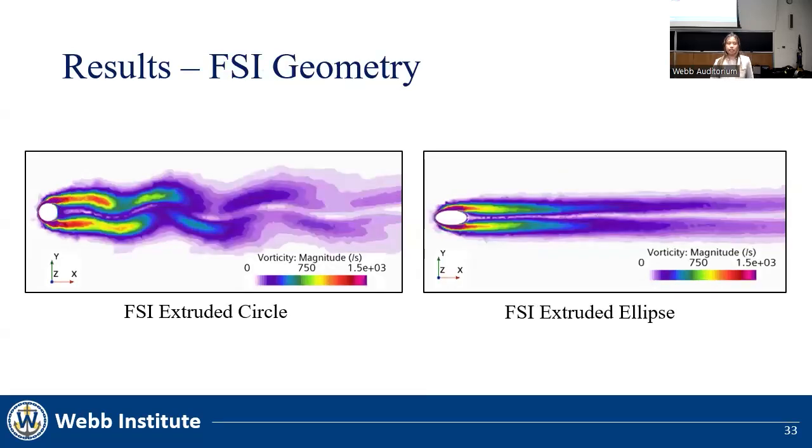For this comparison, we are looking at the FSI extruded circle condition on the left and the FSI extruded ellipse condition on the right. The ellipse displays much less oscillation in the wake region than the circle. The whisker shape, which is not shown here, looks very similar to the FSI extruded ellipse. However, we will see that the whisker shape does have a significant change in displacement due to lift as compared to the ellipse.